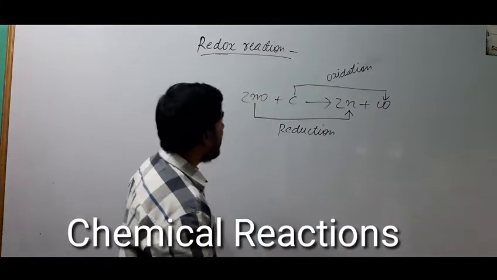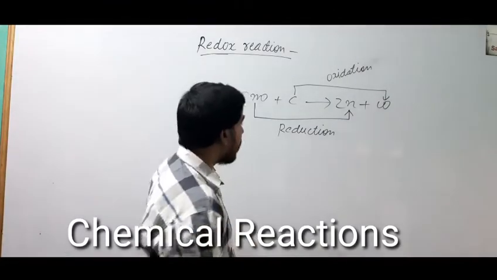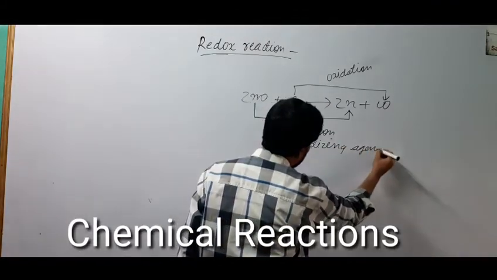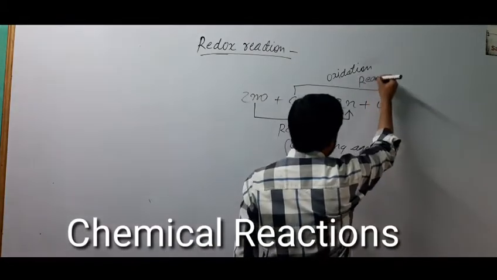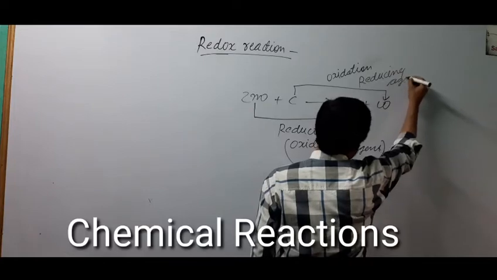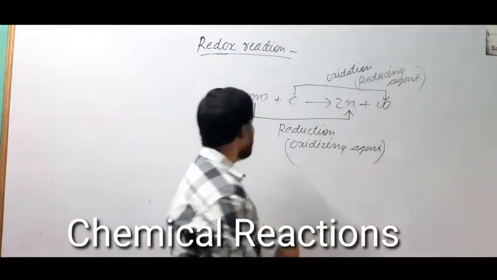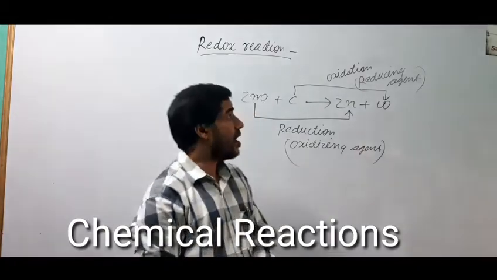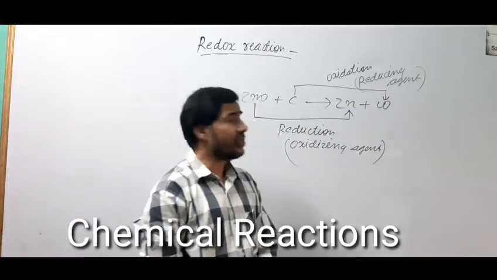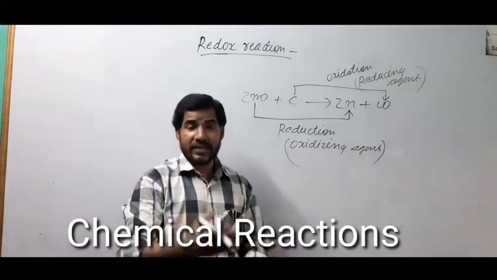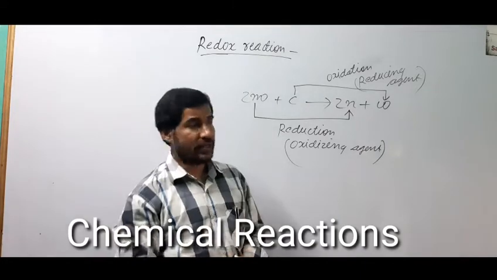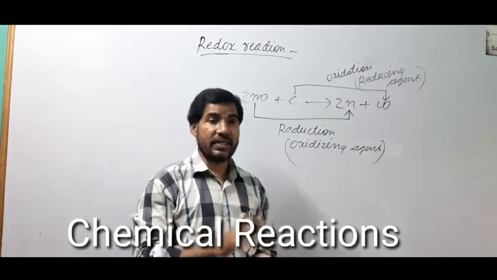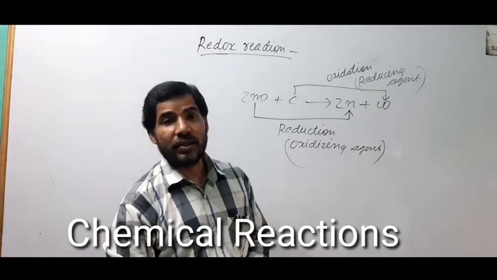Here we have to use two more terms: one is called oxidizing agent, and this is reducing agent. In this reaction, zinc oxide acts as an oxidizing agent, whereas carbon acts as a reducing agent. What is the meaning of oxidizing agent and reducing agent? Listen carefully. Those substances which oxidize the other substance are called oxidizing agents, and those substances which reduce the other substance are called reducing agents.